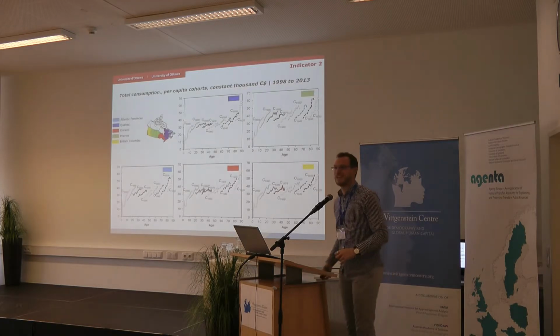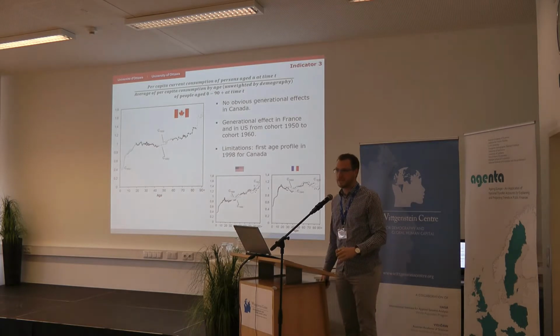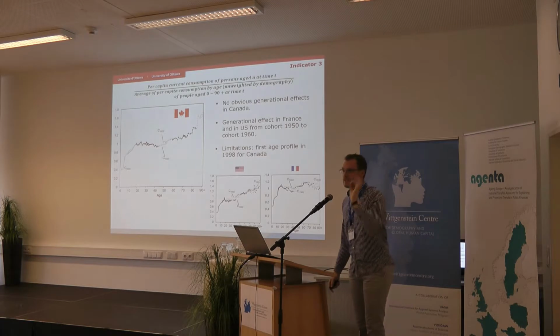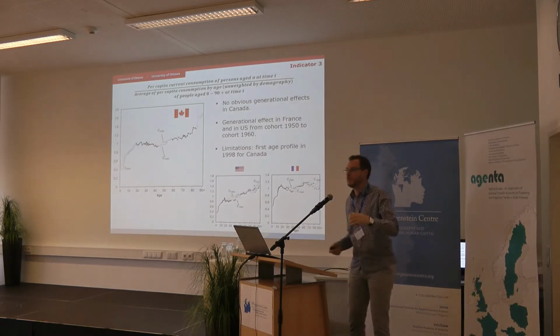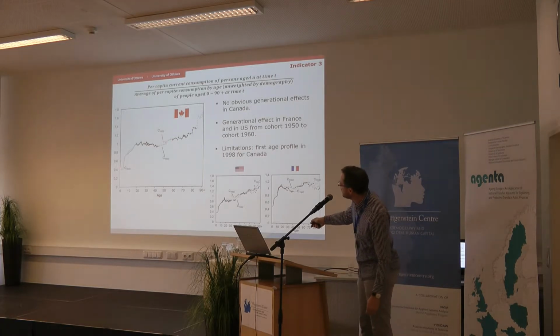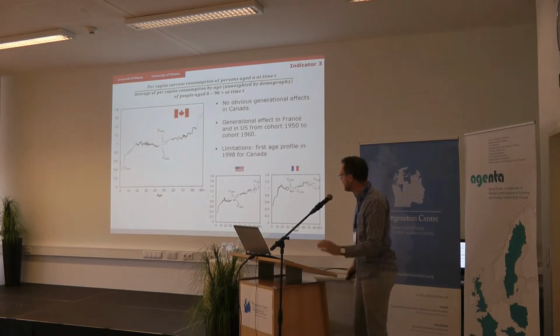And okay, this is a complicated indicator now. This is the third one. So what do we do here? So we take a person age A at time t, and we divide it by the unweighted per capita consumption of each age group. And we want to analyze how it evolves over time. So for example, for cohort 1950, it's not so clear. For cohort 2000, you can follow the evolution of this indicator over time.